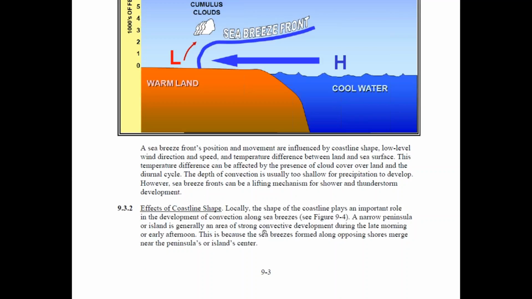Effects of a coastline shape. The local shape of coastline plays an important role in convection along sea breezes. A narrow peninsula or island is generally an area of strong convective development during the late morning or early afternoon. This is because sea breezes formed along opposing shores merge near the peninsula's or island's center.